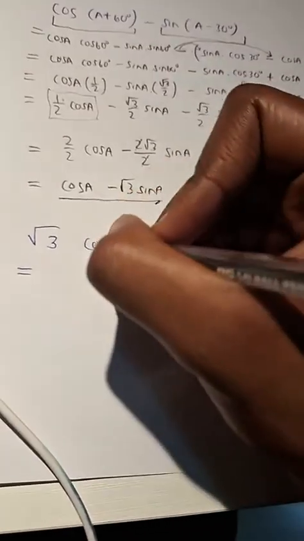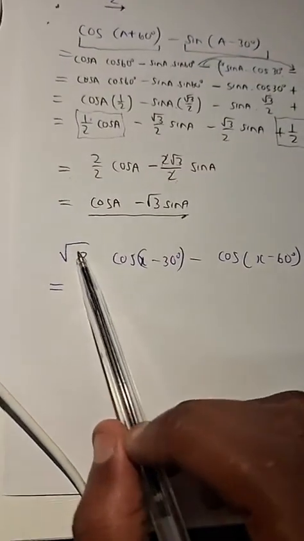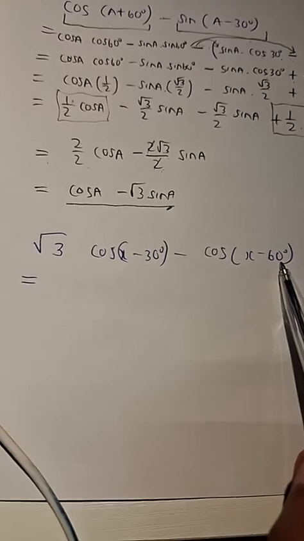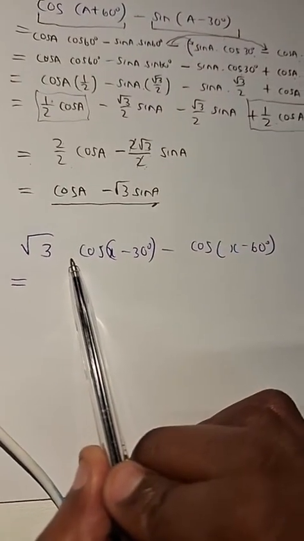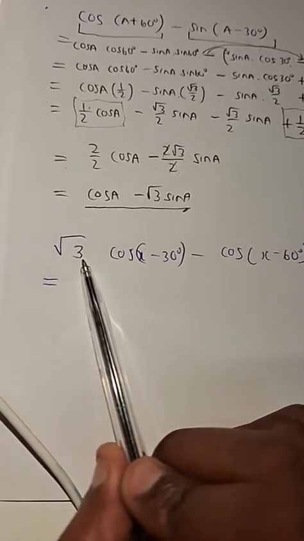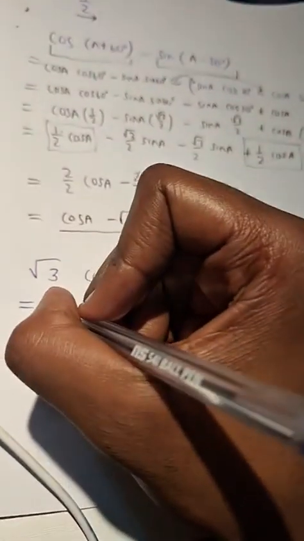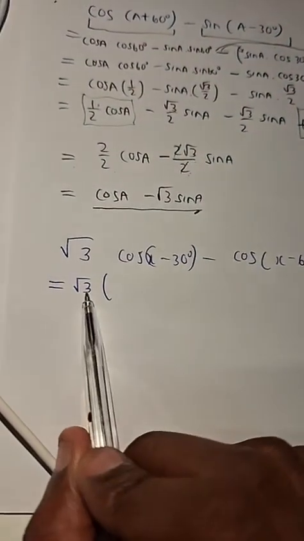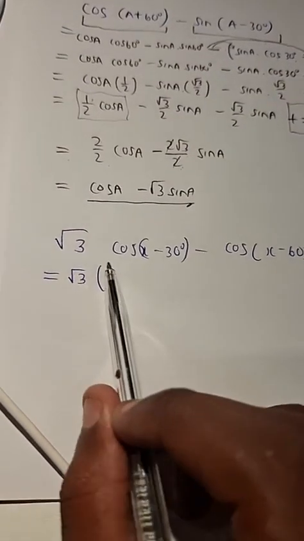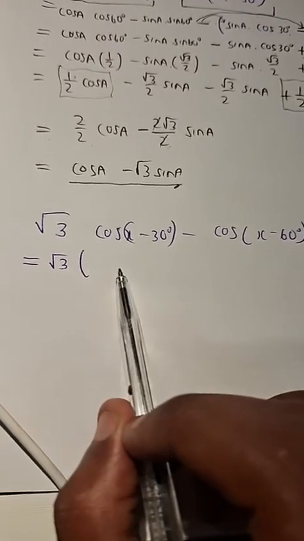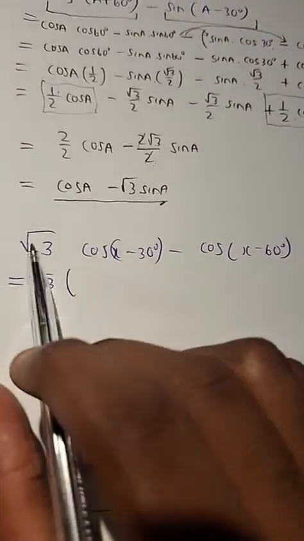Okay, root 3 cos x minus 30 degrees minus cos x minus 60 degrees. So once again, what you can see here is we have a root 3, okay, and this root 3 is external. So this time around, what we are going to do is we are going to expand this. The root 3 needs to wait outside. So now we are going to have a bracket here, expand cos x minus 30 degrees, and the root 3 will come in later. So let's expand cos x minus 30, because how many terms do we have?